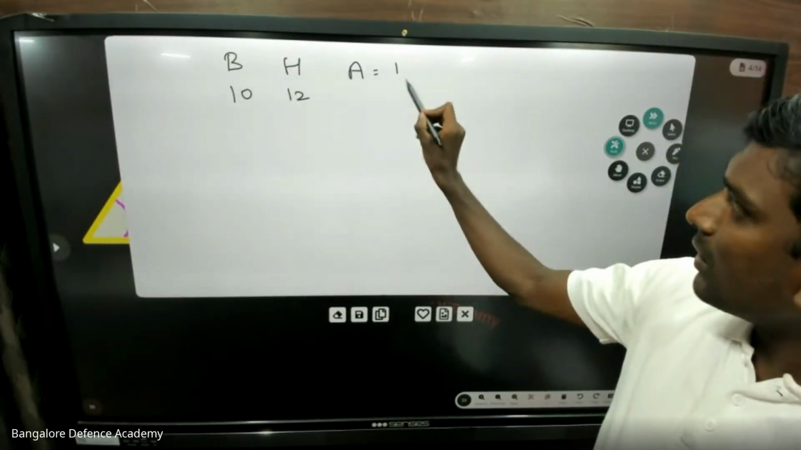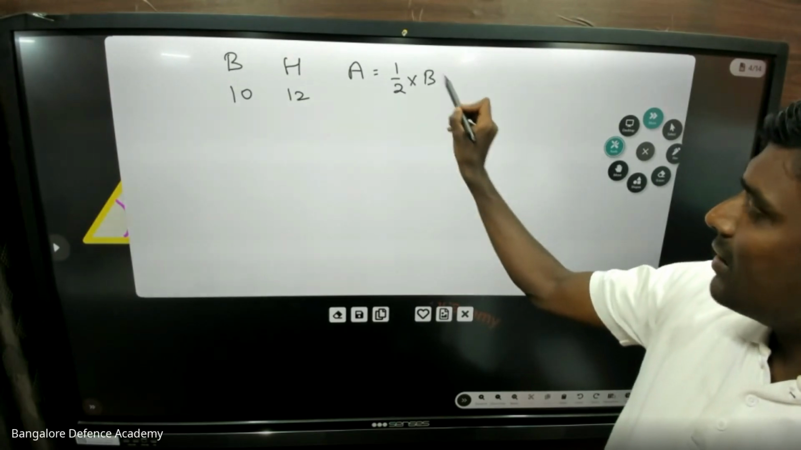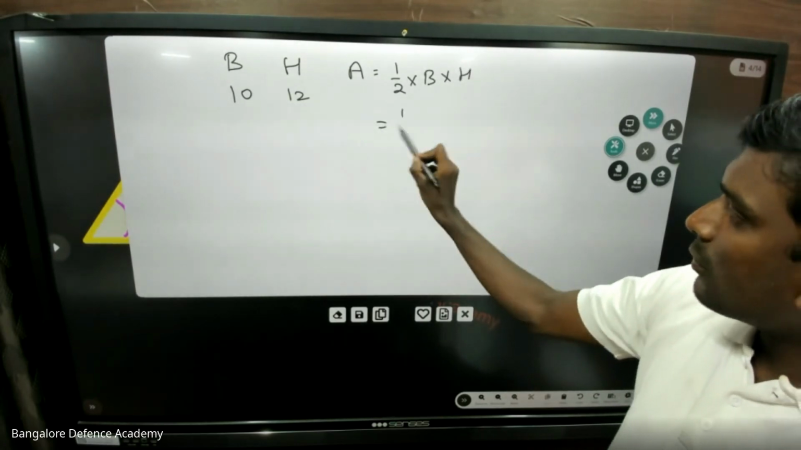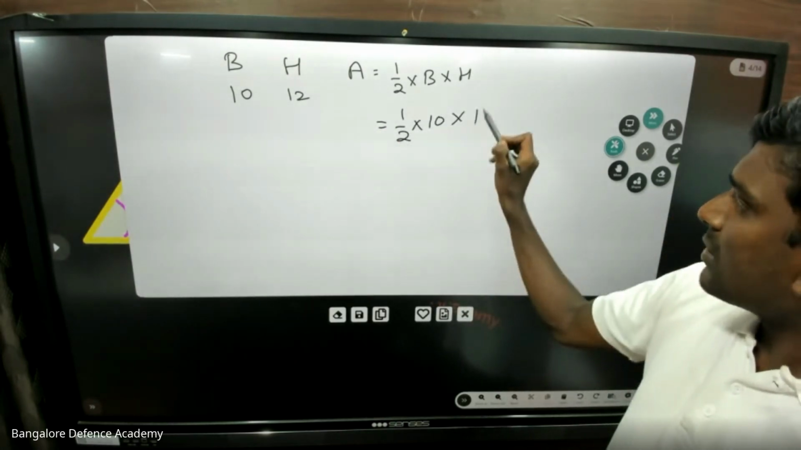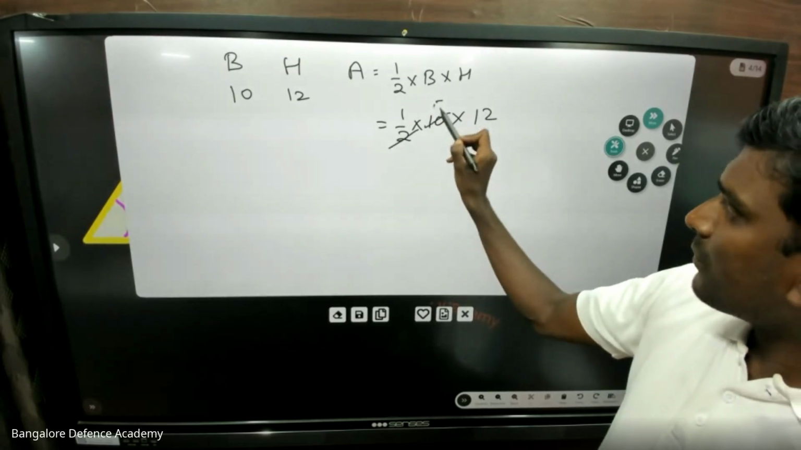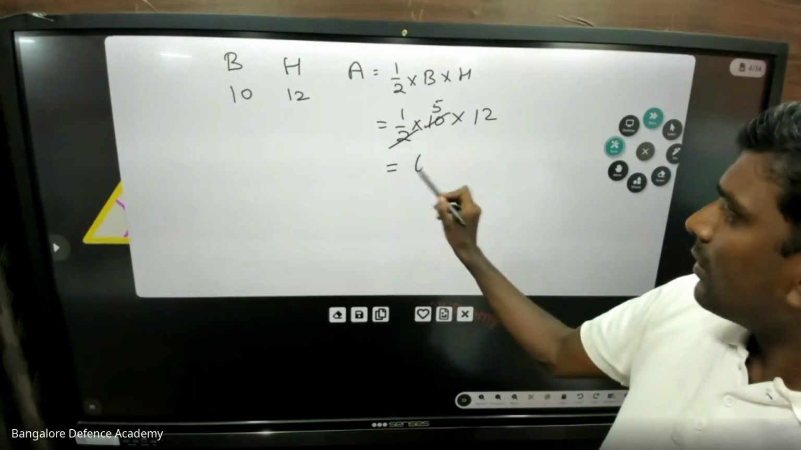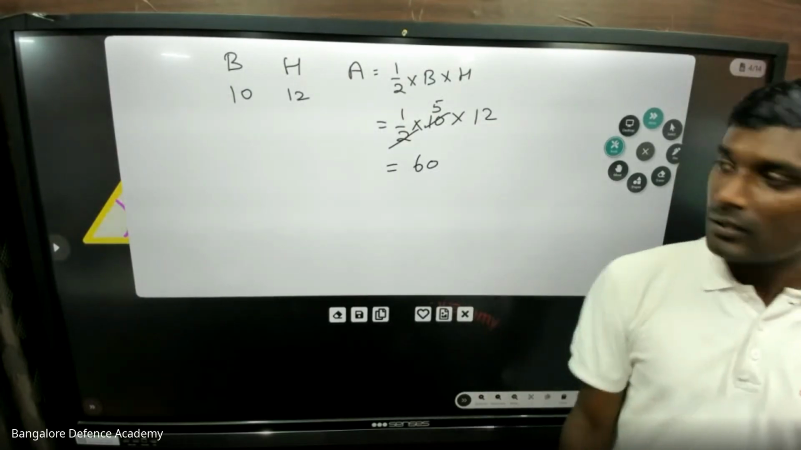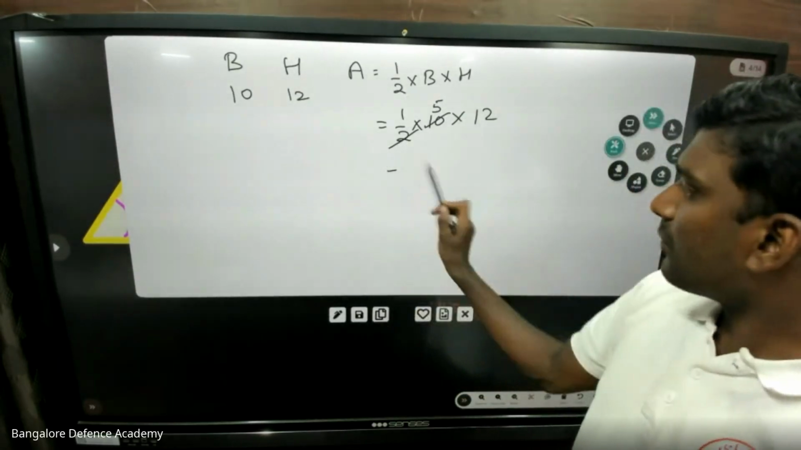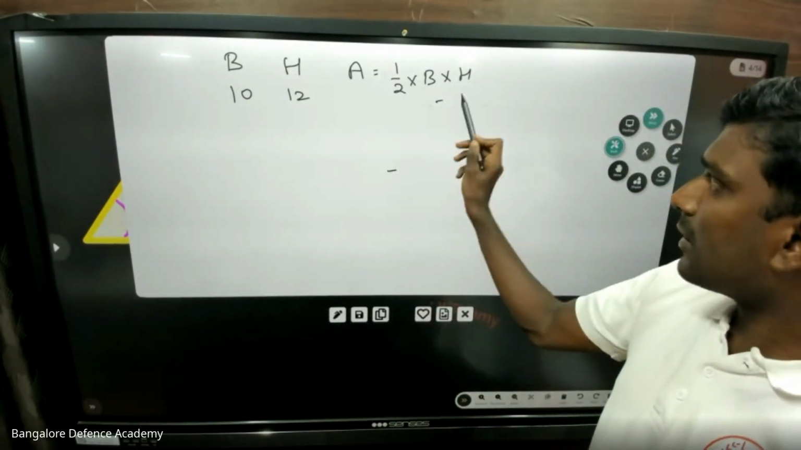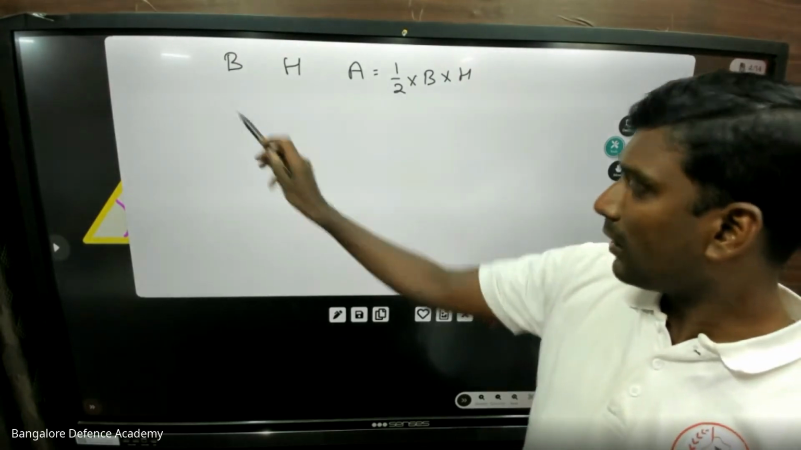So what is the formula? Half into base into height. So what is half here? Base is how much? 10. And height is how much? 12. 2 ones are 2, 5s are... 5 into 12, how much do you get? 60. Correct? So like this, can you solve the questions now? Ready? Okay. So revise all the formulas now. Area of triangle. Half into base into height.